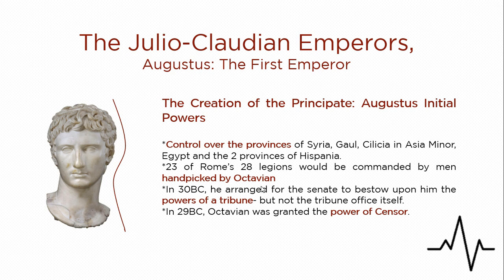Often ultimate power in a state resides with the person or institution who commands the loyalty of the troops, and the creation of these so-called imperial provinces ensured that if it came to the use of open force, Octavian would be the victor. In 30 BC, he arranged for the Senate to bestow upon him the powers of a tribune, but not the tribune office itself.